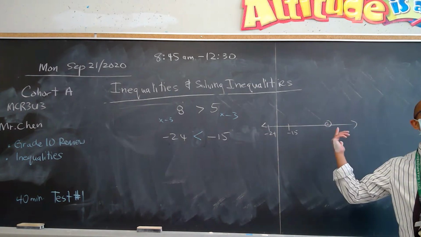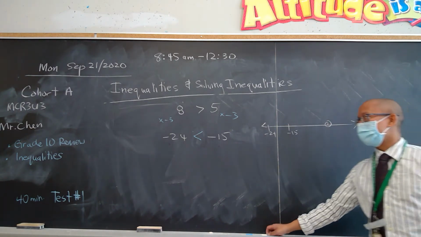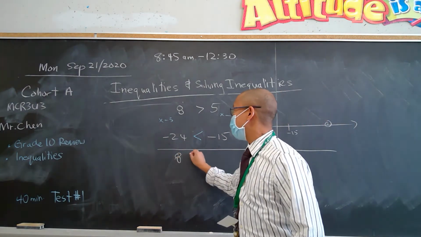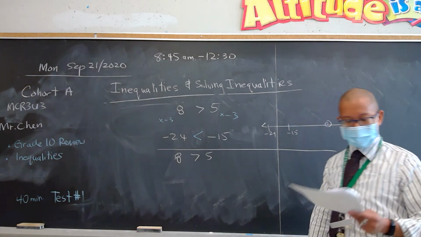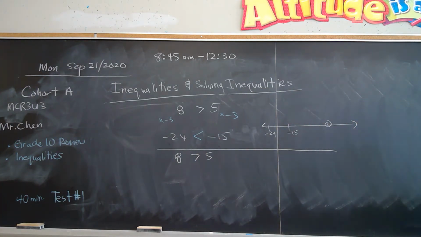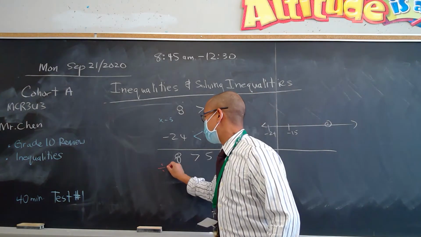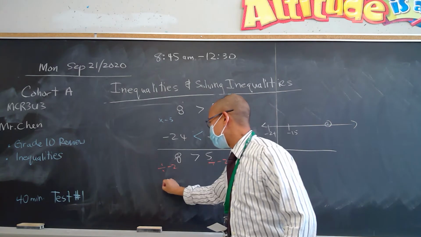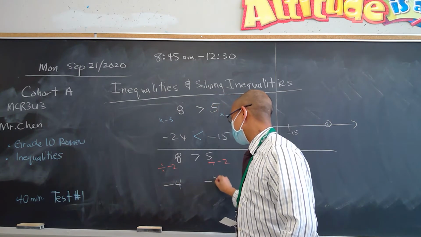Anyways. So let's test it again with another example, right? So we still start with 8 is greater than 5. And what does it say for our last example? Divide both sides by -2. So divide by -2. Divide by -2. And I think everyone gets -4 and -2.5.